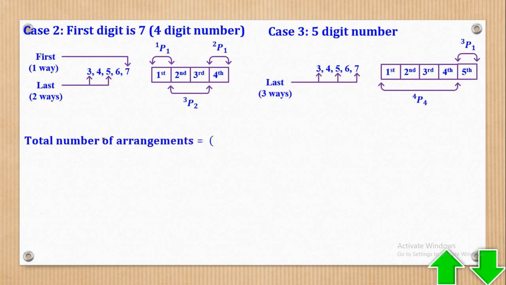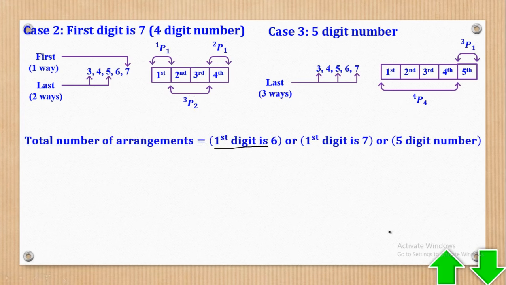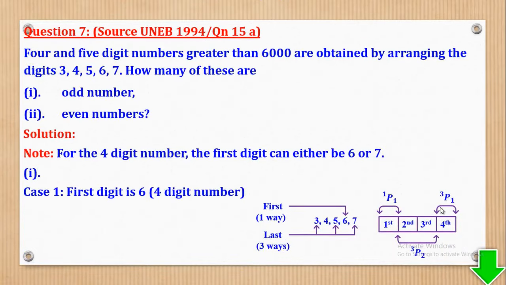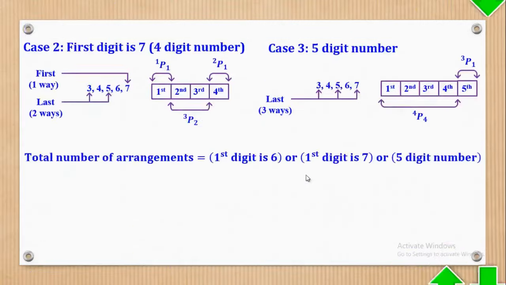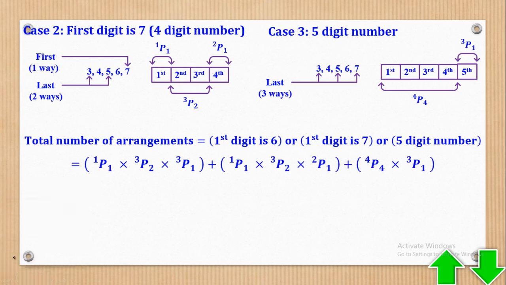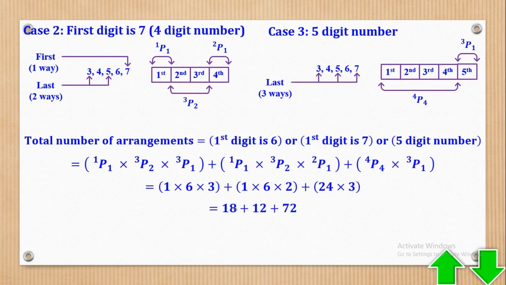Therefore, we shall now get the total number of arrangements. When the first digit is 6, we get this times this times this. When the first digit is 7, we get this times this times this, and when it's a 5-digit number, this times that. Therefore, we fill in the values, then use the calculator and come up with the final answer as this. That is for Roman 1.